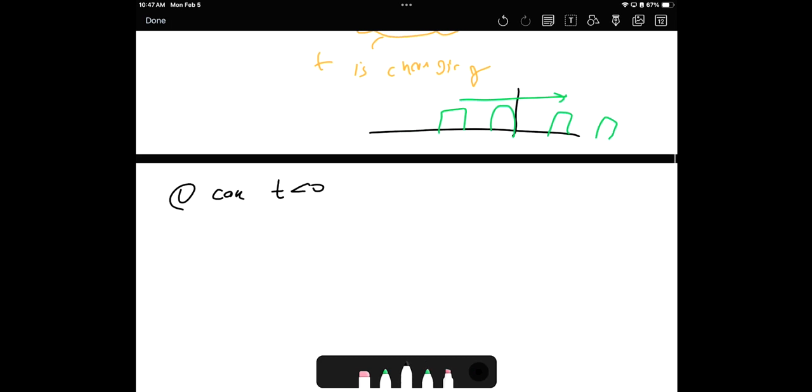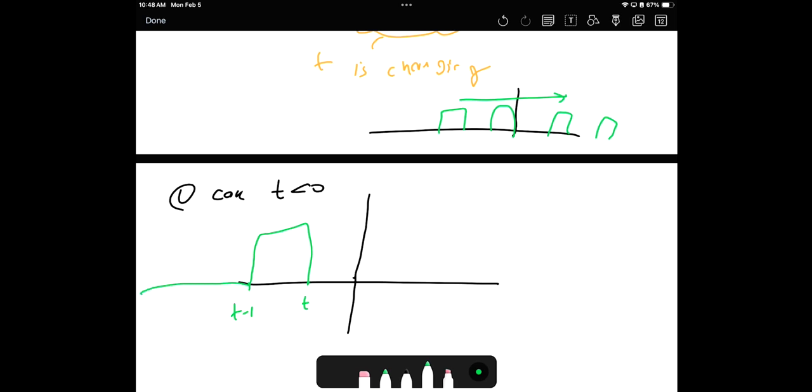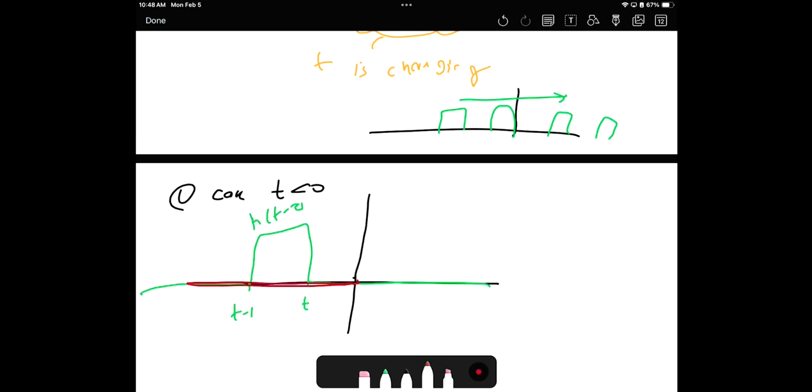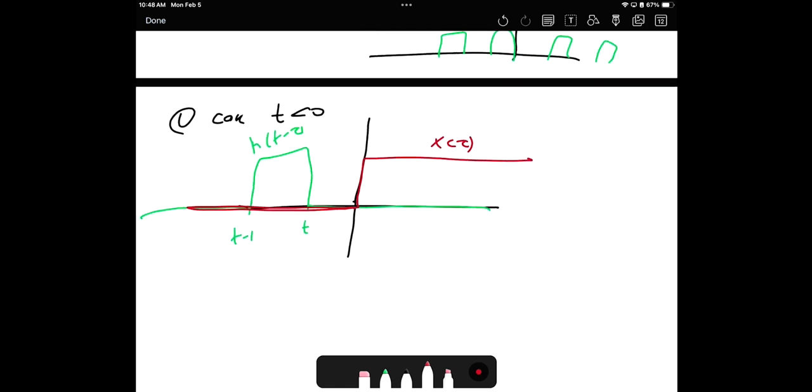When t is less than 0, we have a negative. Let's plot the two things, h of tau and x of t minus tau. So here, t minus 1, this is how h of t minus tau looks like, while x of tau looks like this. Now, is there any overlap? Any cross-section area? No cross area. So convolution will be 0, so y of t is 0. That's case number 1.